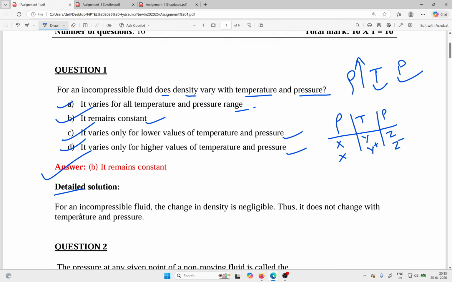Detailed solution: remember please, for an incompressible fluid, the change in density is negligible. Thus, it does not change with temperature and pressure. We are talking about an incompressible fluid. Incompressible fluid means your density does not change.